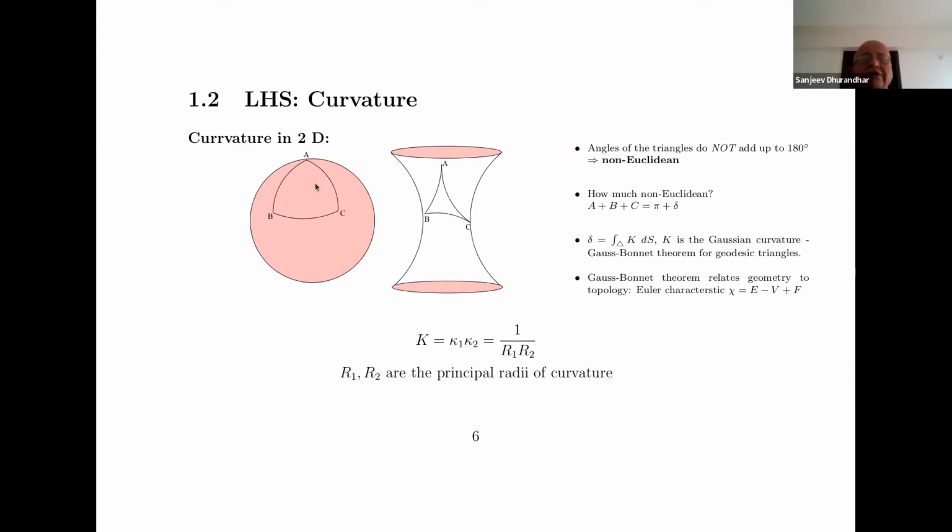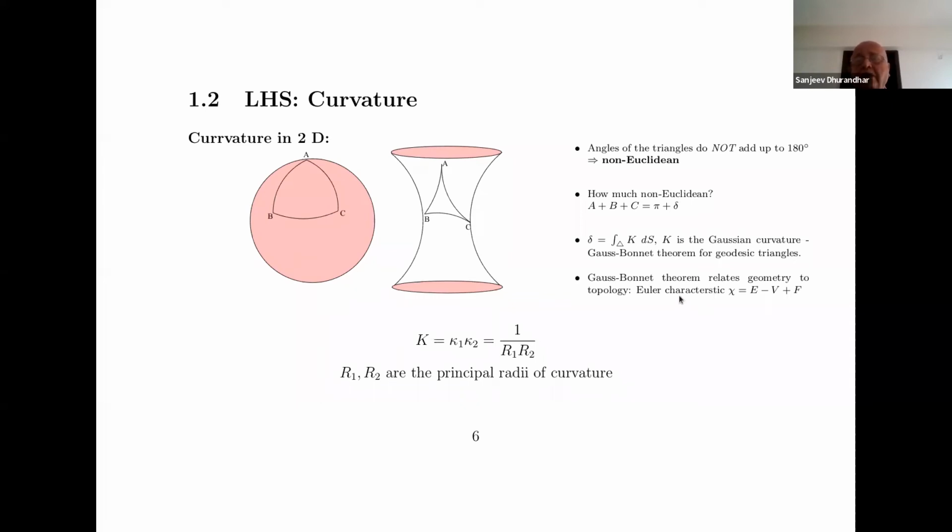But the Euler characteristic for the triangle is what? You can calculate this. There are three edges, three vertices, so e minus v is 0, and one face. So the Euler characteristic is 1, so that is equal to 2 pi. So 3 pi minus 2 pi gives you this pi. That's why you are getting this pi here.